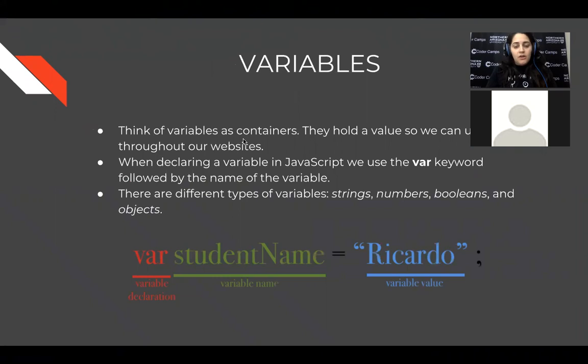In JavaScript, there are variables. You can think of variables as containers. They hold a value so we can use it throughout our websites. When declaring a variable in JavaScript, we use the var keyword followed by the name of the variable. So if we look at the example here, we have var studentName equals "Ricardo". With Ricardo, there are different types of variables. So this is an example of a string. There's also numbers, booleans, and objects. Objects is something that we'll discuss later on in the program, so don't worry too much about that. But for now, we'll just worry about strings, numbers, and booleans.